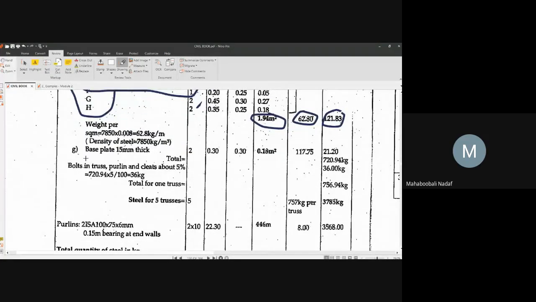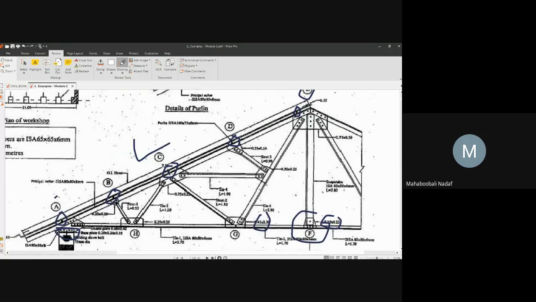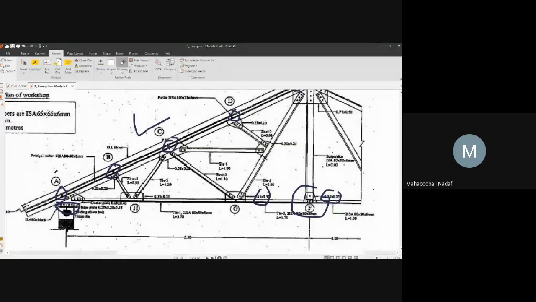Now coming back to the base plate, the bottom base plates. The dimension is also given. We have calculated the gusset plate. Where is that base plate? This is the base plate, no? This bottom base plate, and its dimension is also given.